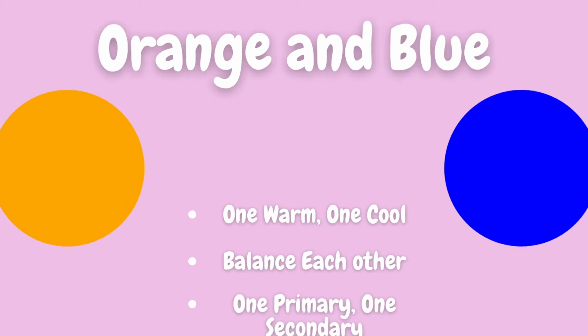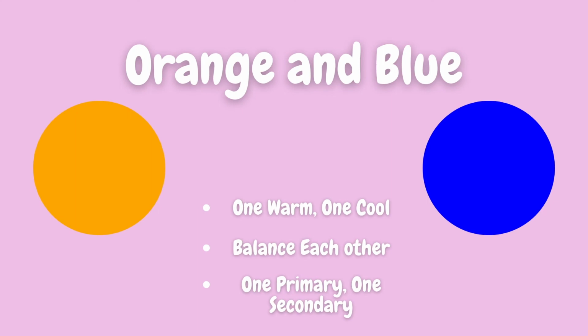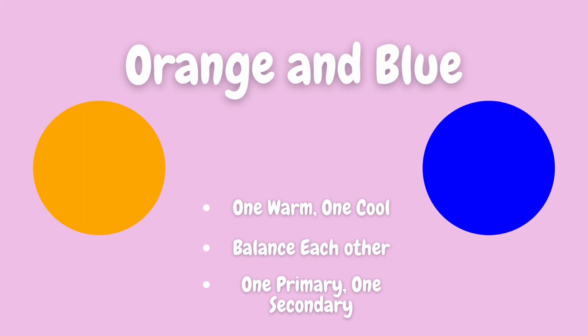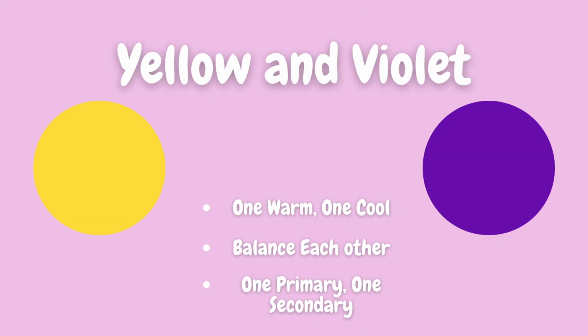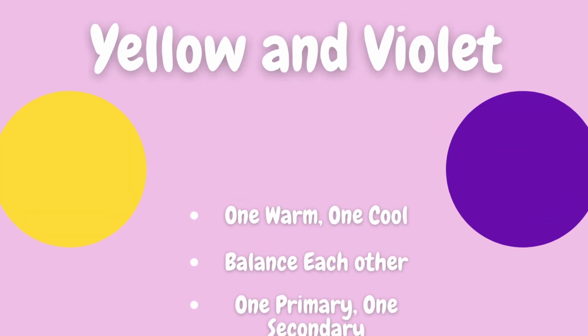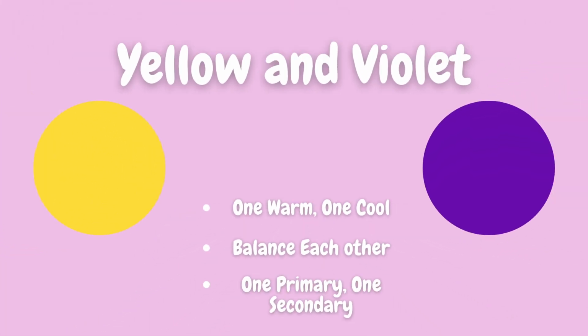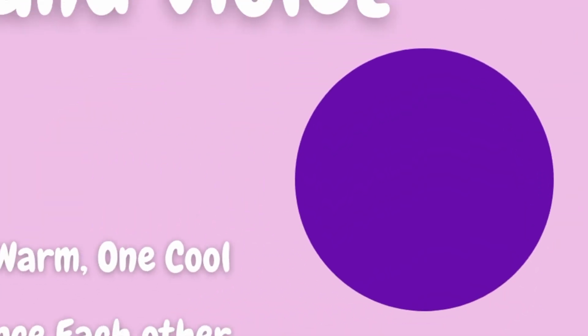Next we have blue and orange. In this instance, orange is the warm color while blue is the cool color. Additionally, they balance each other out, and one is primary while the other is secondary. Blue is primary while orange is secondary. Our final complementary color pairing is yellow and violet or yellow and purple. In this pairing, there's one warm color and one cool color, with yellow being the warm color and violet being the cool color. And as always, they balance each other out, and yellow is primary while purple or violet is secondary.